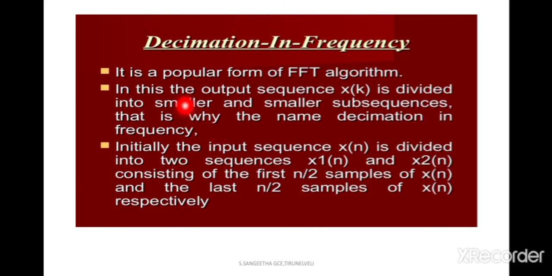So next we are going into decimation in frequency. It is the popular form of the FFT algorithm. In this, the output sequence x of k is divided into smaller and smaller subsequences. That is why the name decimation in frequency. Initially the input sequence x of n is divided into two sequences, x1 of n and x2 of n, which consist of the first N by 2 samples of x of n and the last N by 2 samples of x of n respectively.